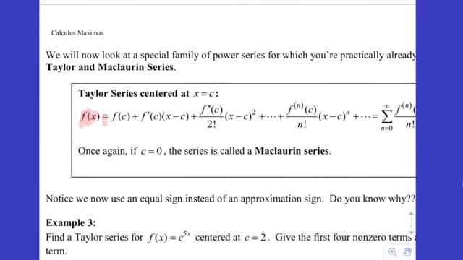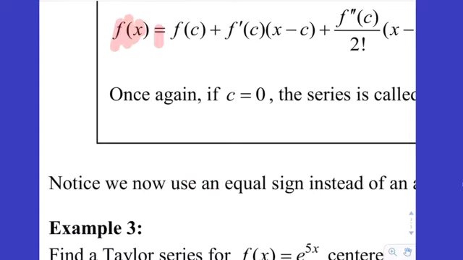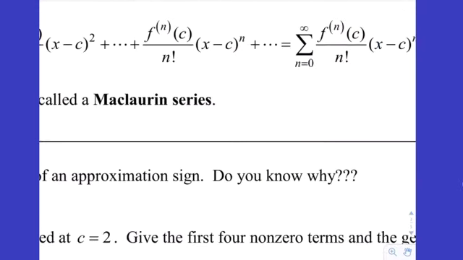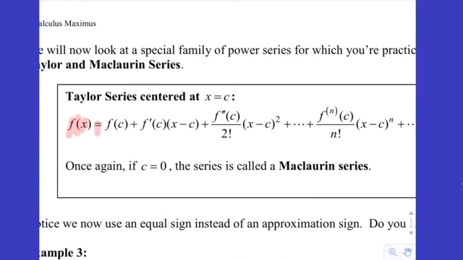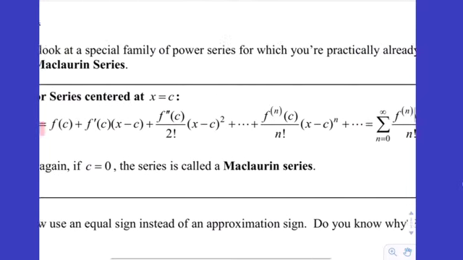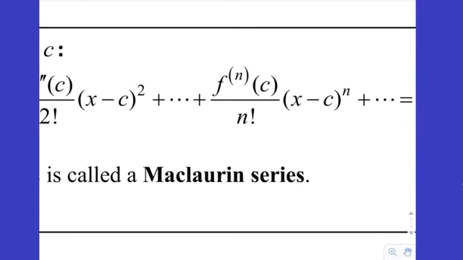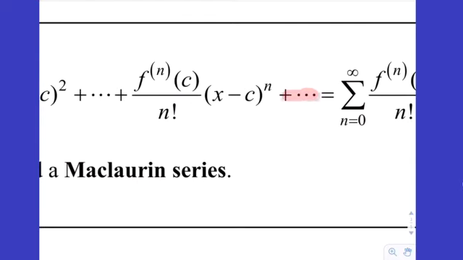Okay. So let's answer one more question, and then we'll call it a day. We now use an equal sign instead of an approximation sign. Do you know why? Of course you do. It's not a finite number of terms. It's because of this thing right here. Because it goes out to infinity. That's why. Okay? Because we use infinitely many terms, we can use equal signs.